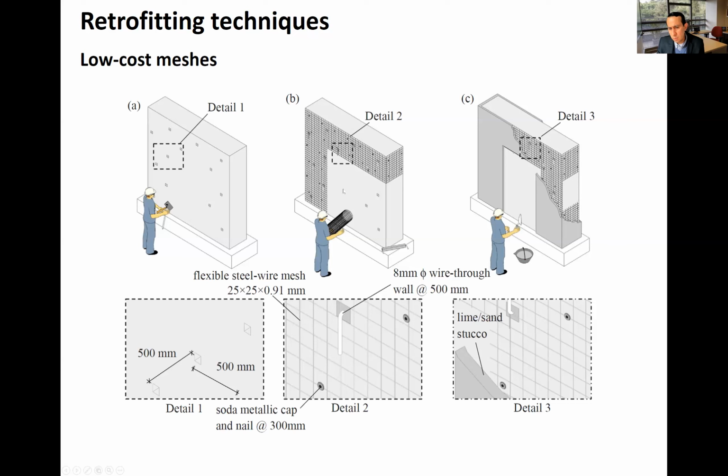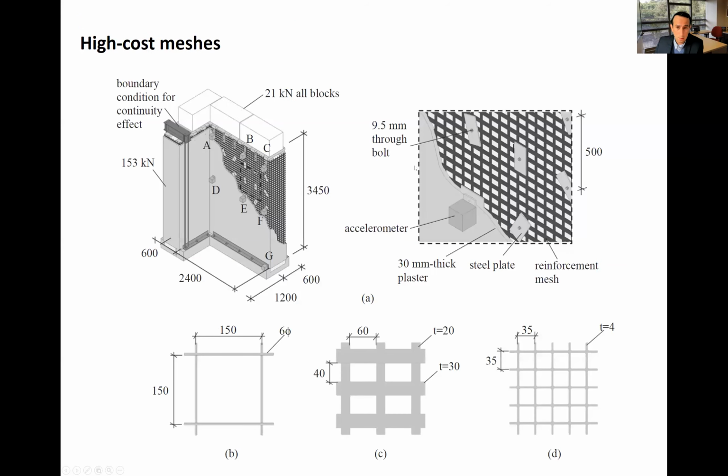The retrofitting techniques that we were evaluating at the beginning were very low cost techniques, like installing these meshes. This is a technique developed mainly in Peru. They use a very low cost mesh and attach it with some caps to the wall. A very simple way to retrofit the walls. Also, we have been working with other meshes, high cost meshes, metallic or some other plastic or synthetic meshes, that are attached to the wall through a bolt that passes through the thickness of the wall.